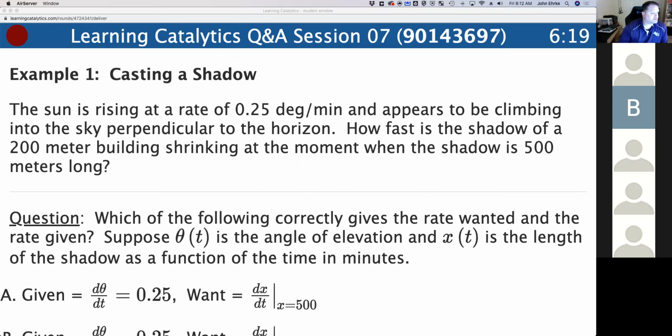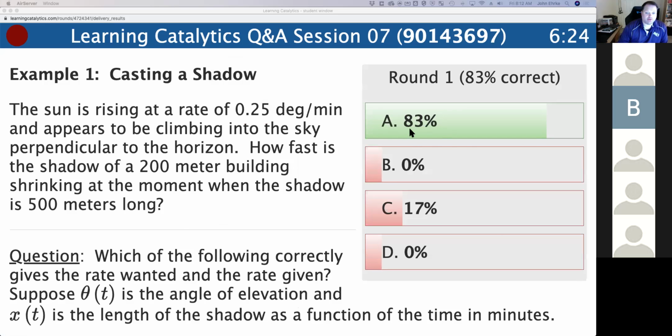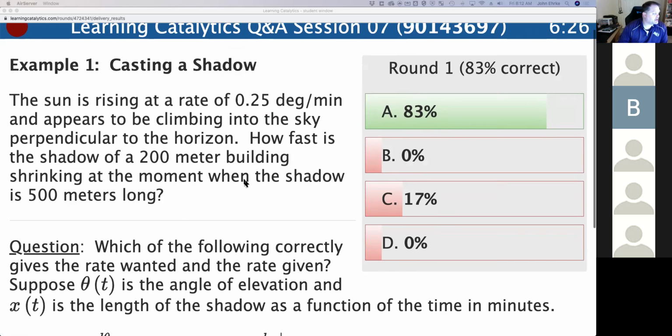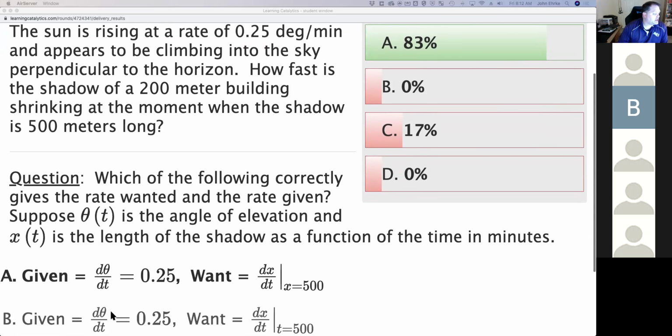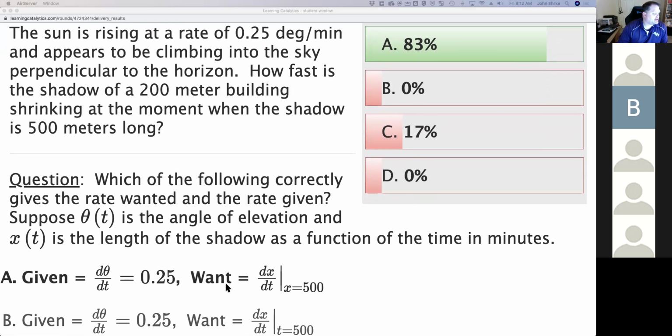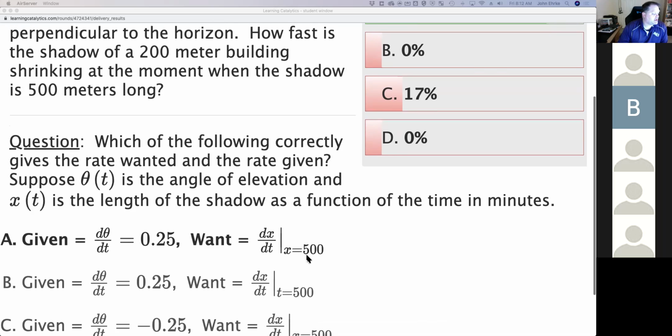And the results: 83% of you are saying that the answer is A, which is correct. The angle of elevation is rising, hence a positive rate, rising at a rate of 0.25 degrees per minute. And what we want to find is the length of the shadow, which is dx/dt. We want to find its rate of change when the shadow is 500 meters long. So that's when x, the length of the shadow, is 500.